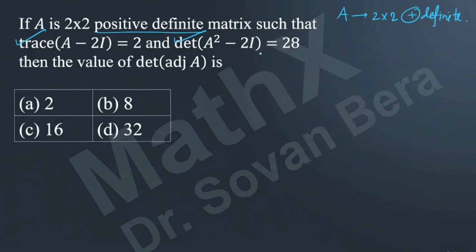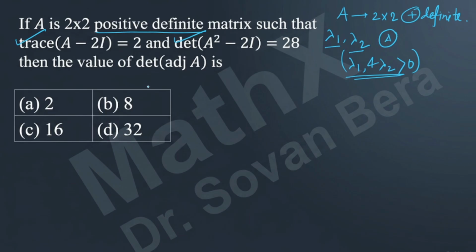Since A is a positive definite matrix, we consider lambda 1 and lambda 2 to be the two eigenvalues of the 2 by 2 matrix A. Since A is positive definite, these two eigenvalues are strictly positive. That means lambda 1 and lambda 2 are greater than 0.